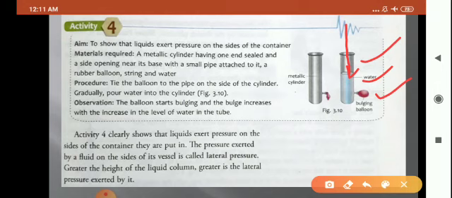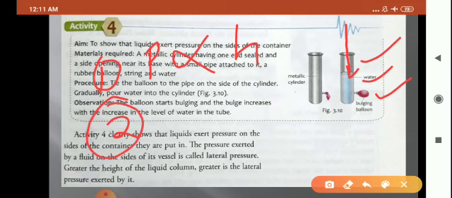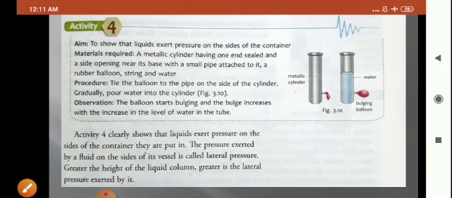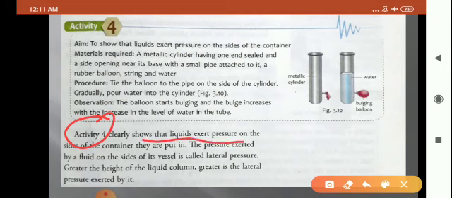So you have got 2 points. What is that first point? Pressure exerted by a liquid column is directly proportional to the height of the liquid column. And secondly, liquid also exerts pressure at the side of the container. So I suppose children it is clear to you. See, few lines are given here. Activity 4 clearly shows that liquid exerts pressure on the side of the container they are put in.